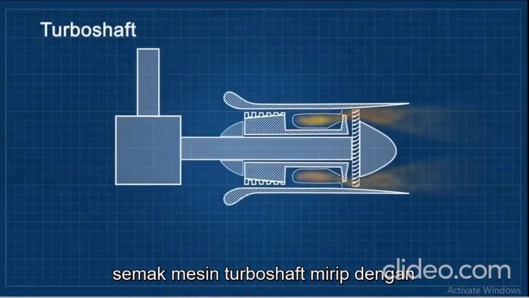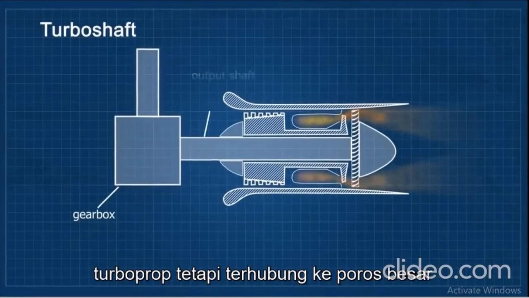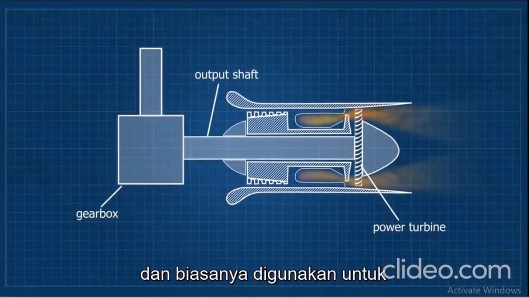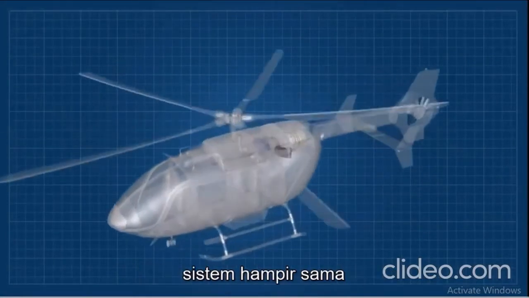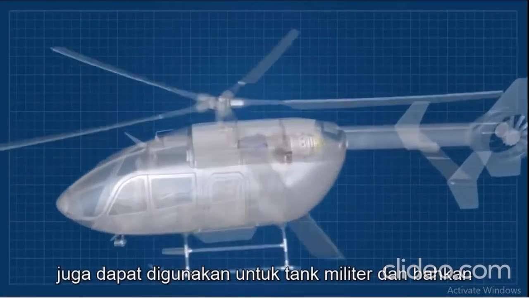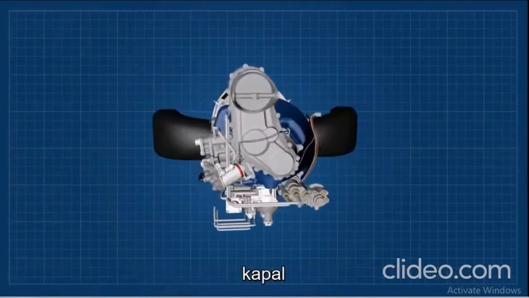The turboshaft engine is similar to the turboprop, but it is connected to a big shaft and it's normally used for helicopters. The workings of the whole system is practically the same. It can also be used for military tanks and even boats.